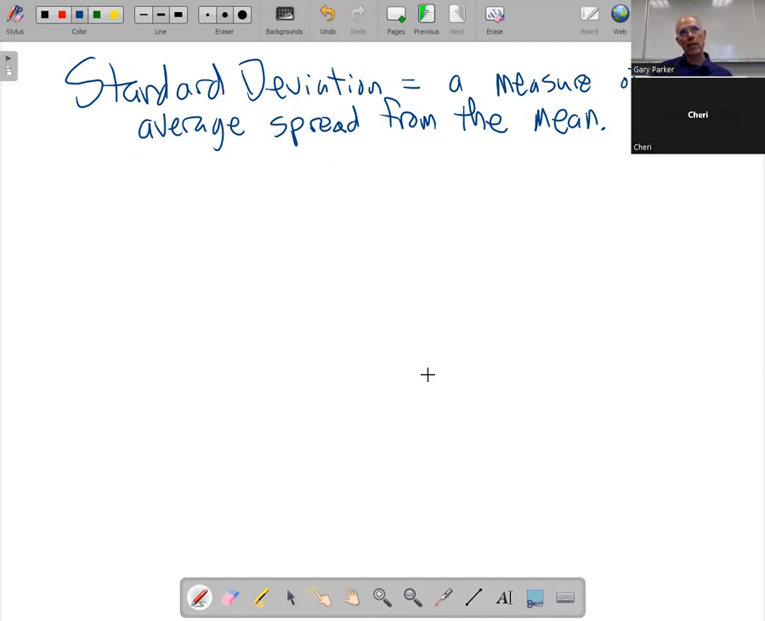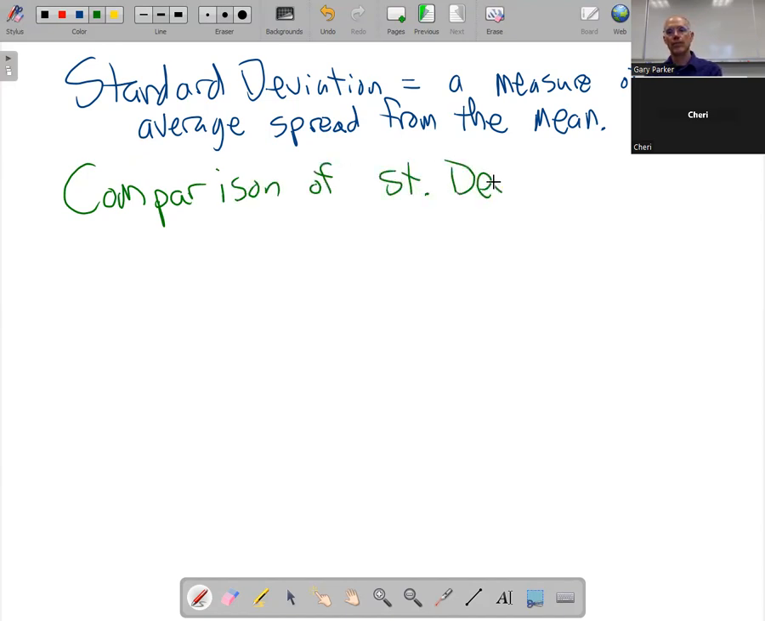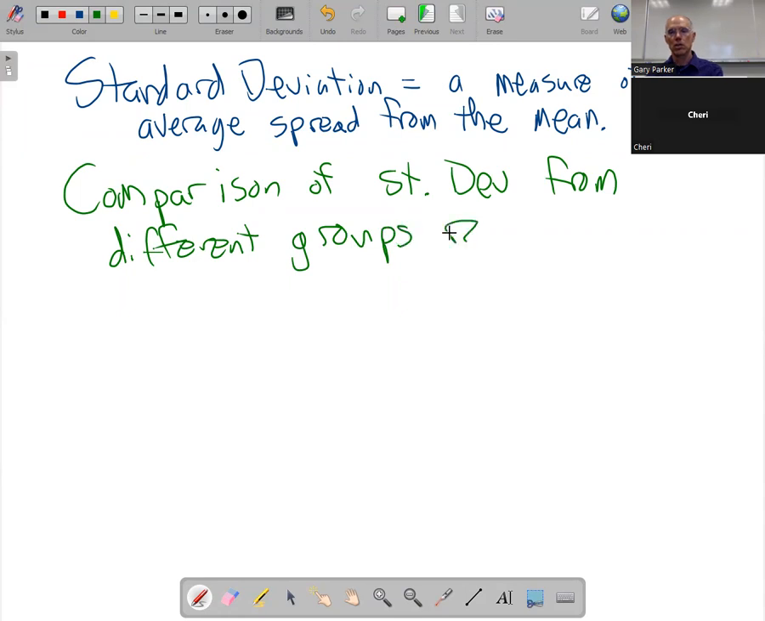And that's important because you can't compare standard deviations from one group to another without also comparing the mean. So comparison for standard deviations from different samples or different groups requires we also consider the mean, because standard deviation represents spread from the mean.